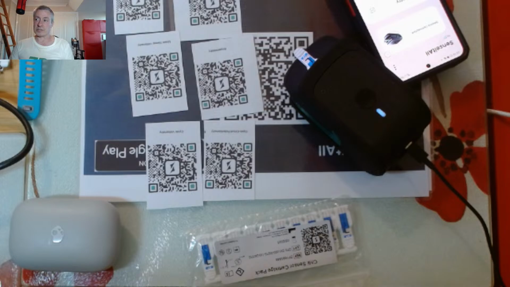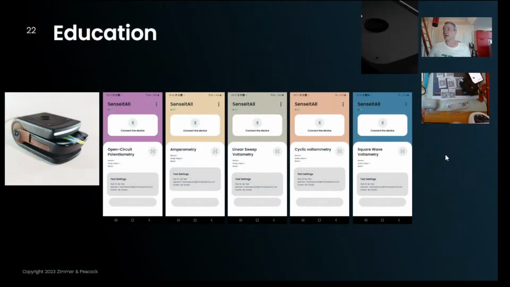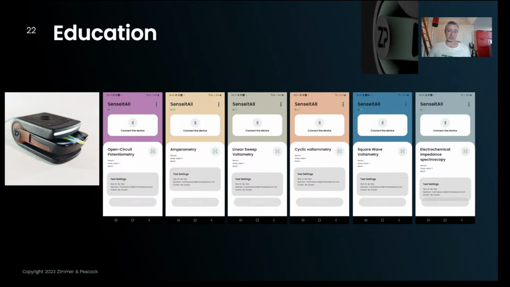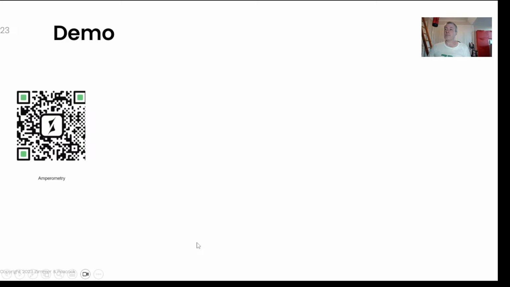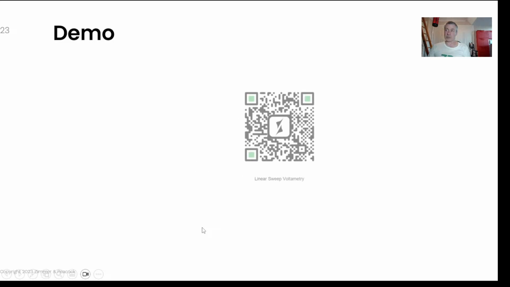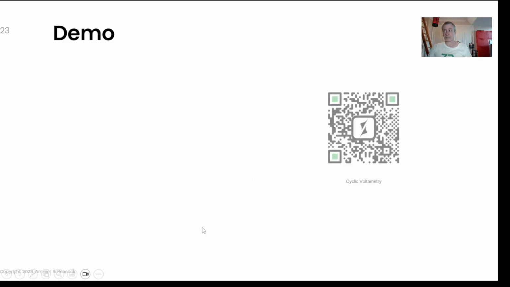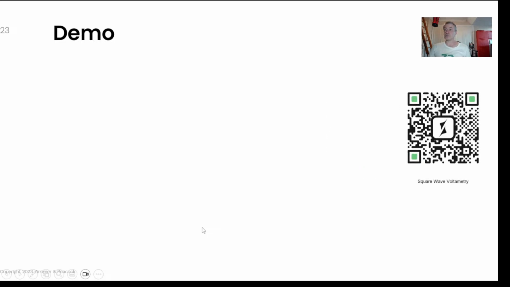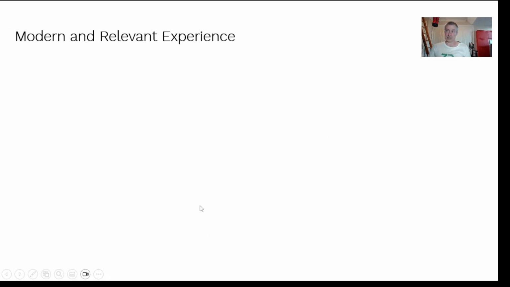You can do open circuit potential with it, amperometry, linear sweep voltammetry, cyclic voltammetry. Sorry, I realize I'm sharing the wrong screen here. And you can also do EIS, electrochemical impedance spectroscopy, with it as well. It's a pretty powerful little instrument. Also, if you're watching this later on, just scan these QR codes. Once you've installed the app on your phone, you can then scan these QR codes and it will allow you to run different assays.